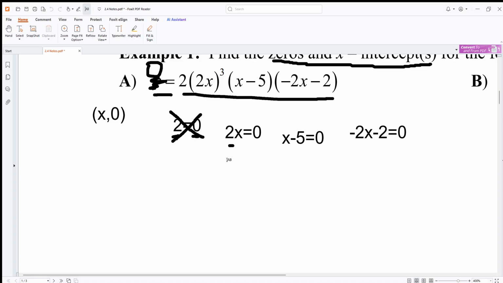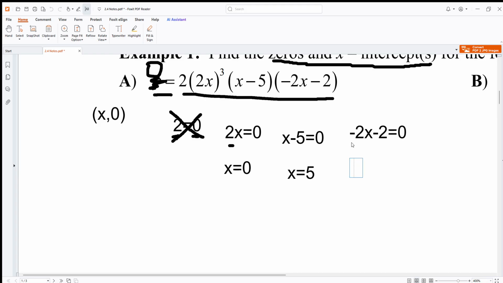We have 2x equals 0. So divide by 2 both sides, we get 0 divided by 2. So in other words, 0. All right, the next one, we have x minus 5, undo subtraction with addition. So we're going to add 5 to both sides. So x equals positive 5 when we add the 5 over.